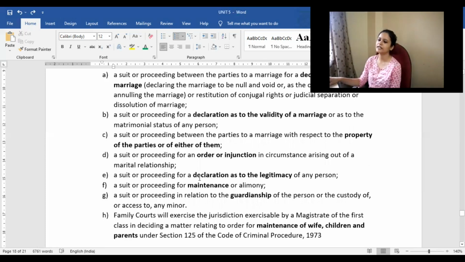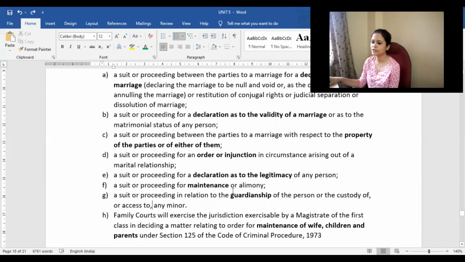Suit or proceeding for a declaration as to legitimacy of any person. So whether a child is legitimate or not, there might be a question regarding that. Parties may approach the court and get an order on whether the child is legitimate or not, and whether the child will have a right over the property of the parents or not, right? Those matters also may be decided by a family court.